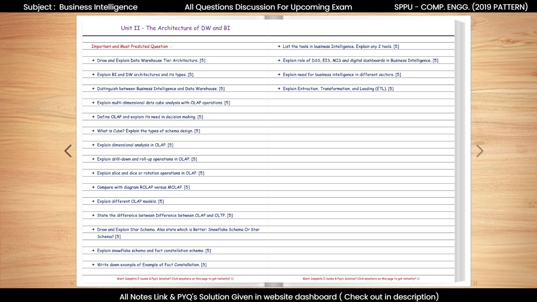On top of this, there are tools for analysis, reporting, and querying used by business users. Each tier has a clear role, and together they support decision-making.